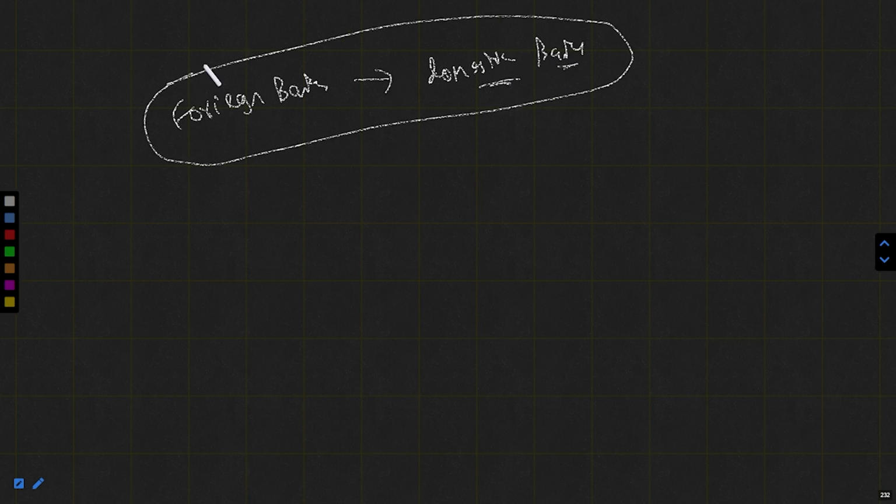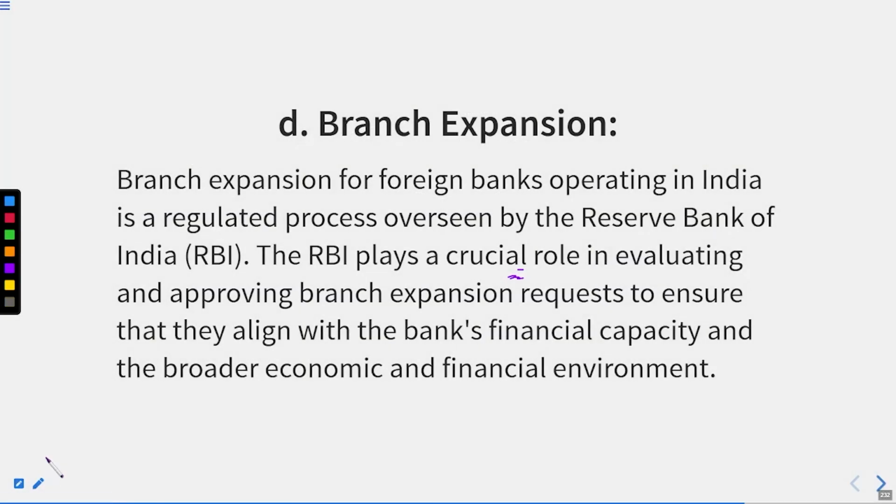Okay, it means that if the foreign banks are being allowed to expand themselves more and more, this will be a direct competition to the domestic banks. Okay, that's why the RBI first evaluates whether the presence of the foreign bank and the expansion of the foreign bank is beneficial for India or not. Okay, if it is not beneficial, but still it poses a competition with the domestic bank, then there might be chances that the foreign bank will not get an easy approval from the Reserve Bank of India.